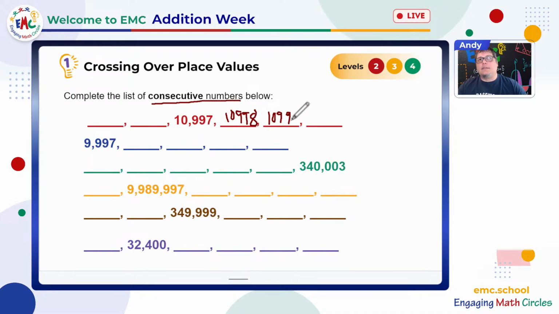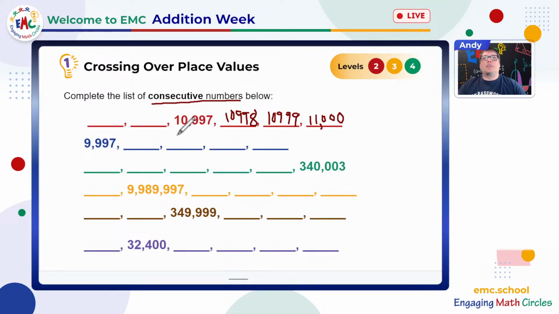10,999. All the 9s turn into 0s. 1, 2, 3. And the next one goes up 1. 1 instead of 0. 1. That was already there. 11,000.